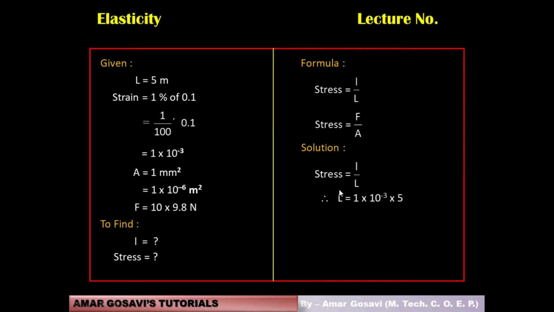Okay, here make a correction. Instead of capital L, it should be small l. Small l is the elongation which we want. So ultimately it will be 5 into 10 raised to minus 3 meter. Right. So once you get small l, that's the elongation, we can find out stress.